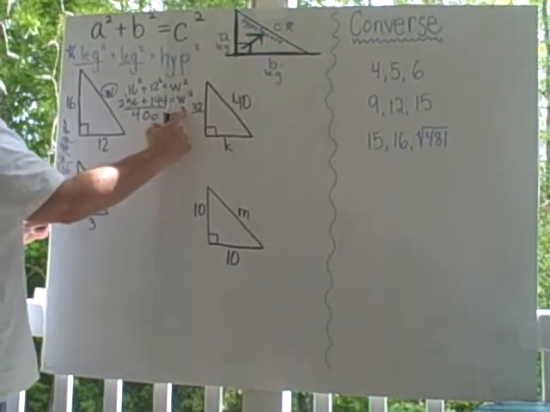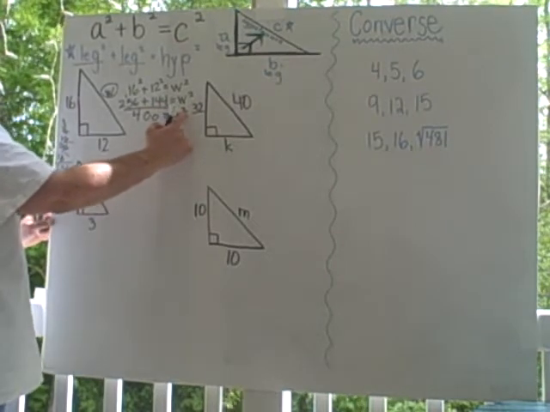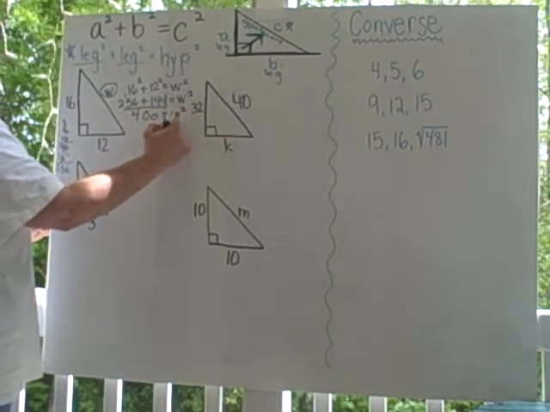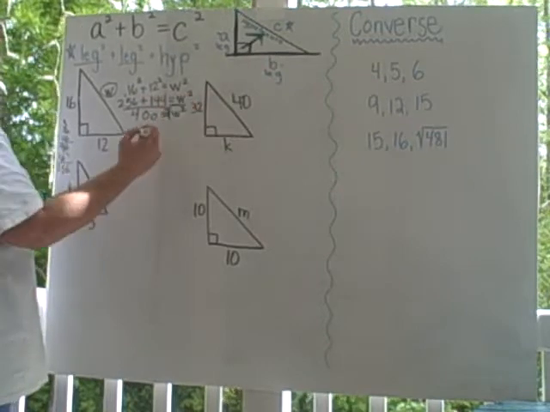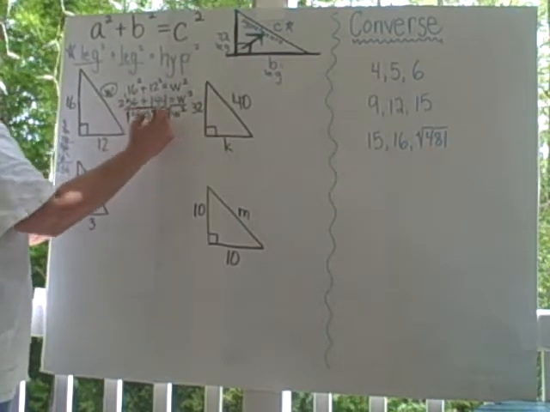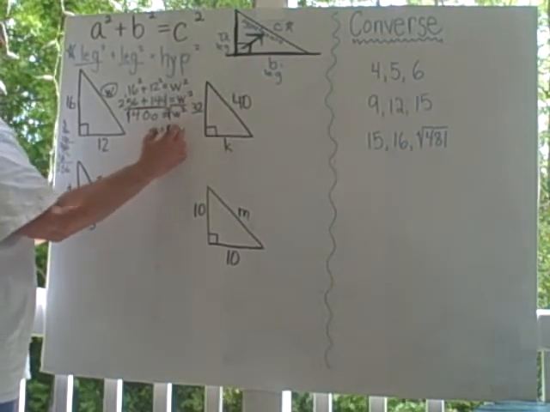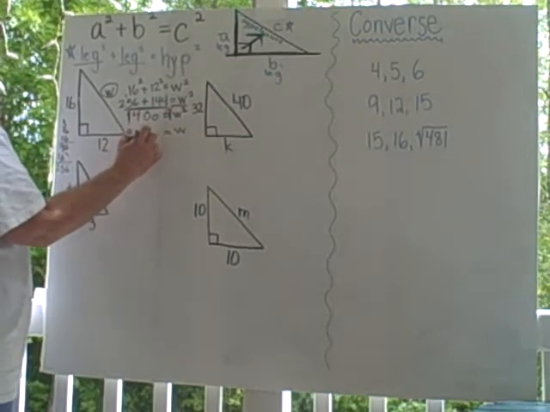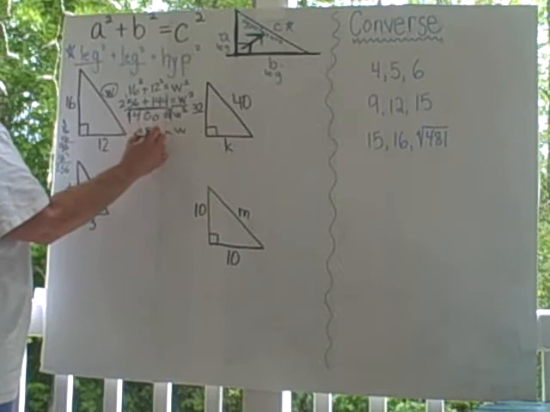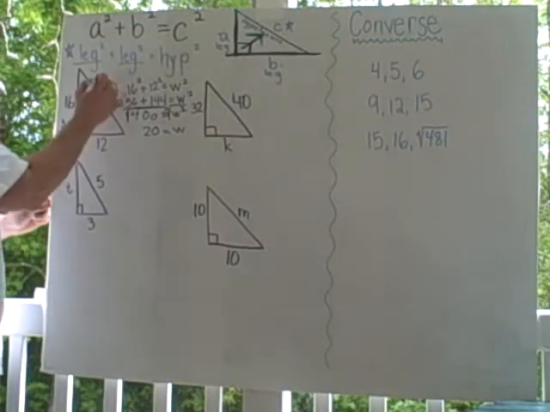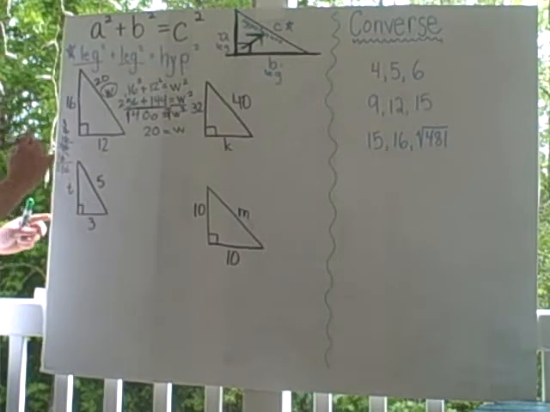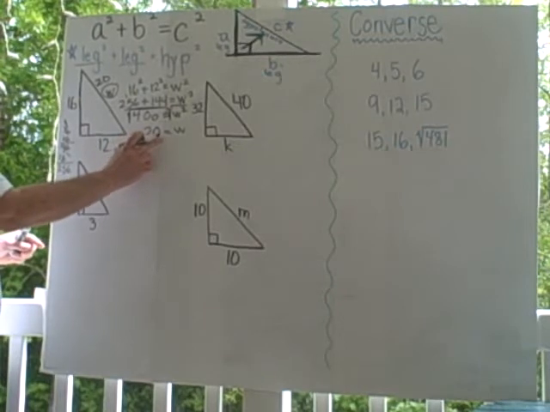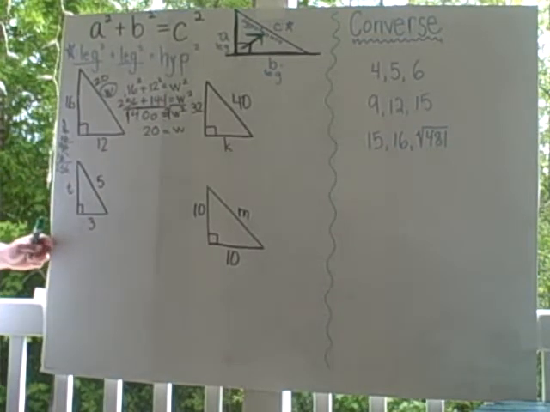To undo the squaring operation, remember we take the square root. So from here I take the square root of this side and I take the square root of this side, and I get W is equal to 2 times 2 is 4. There are 2 zeros, so my answer is 20. W equals 20. 20 times 20 is 400.